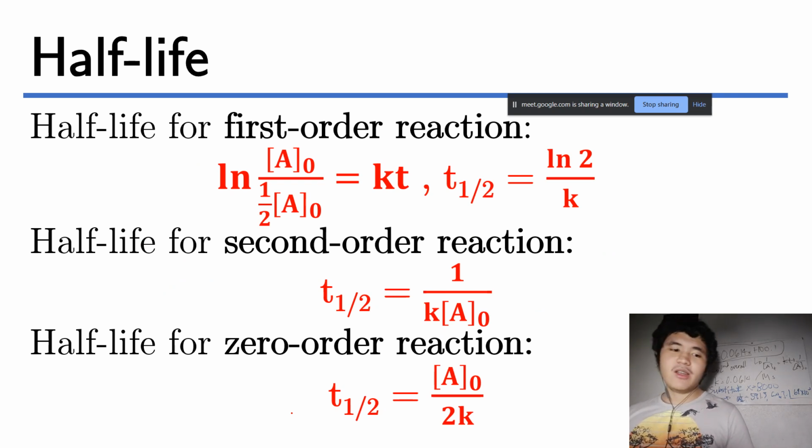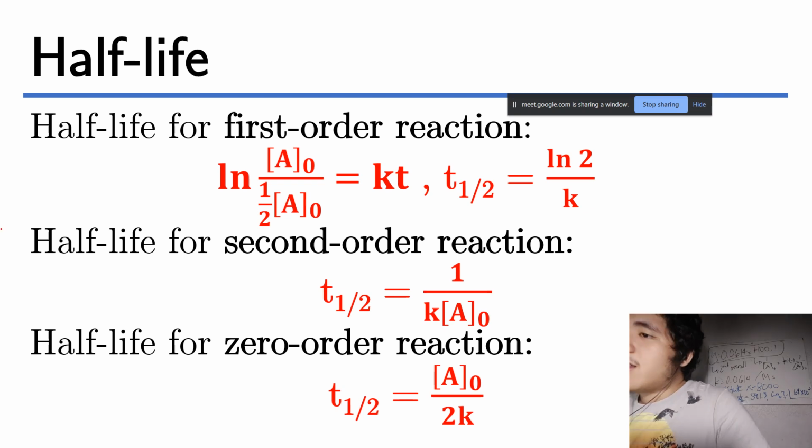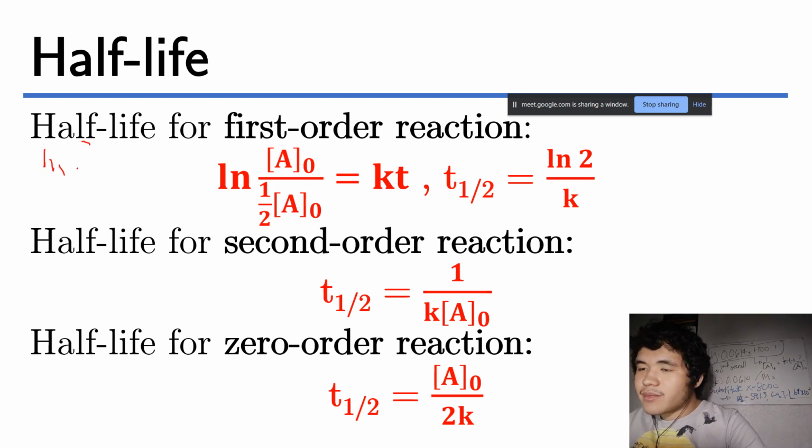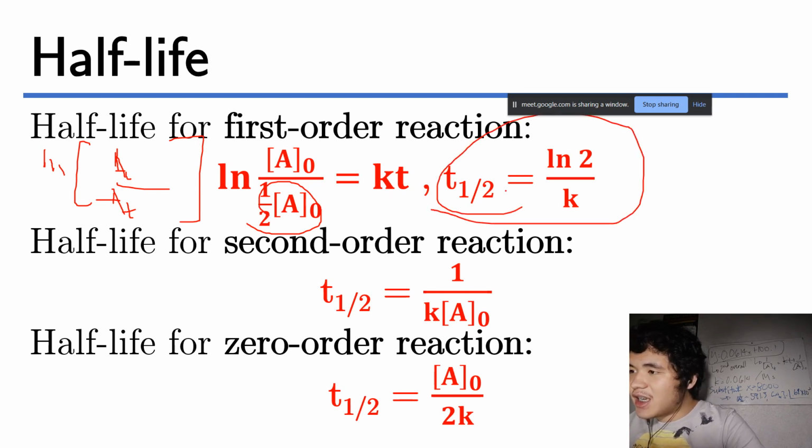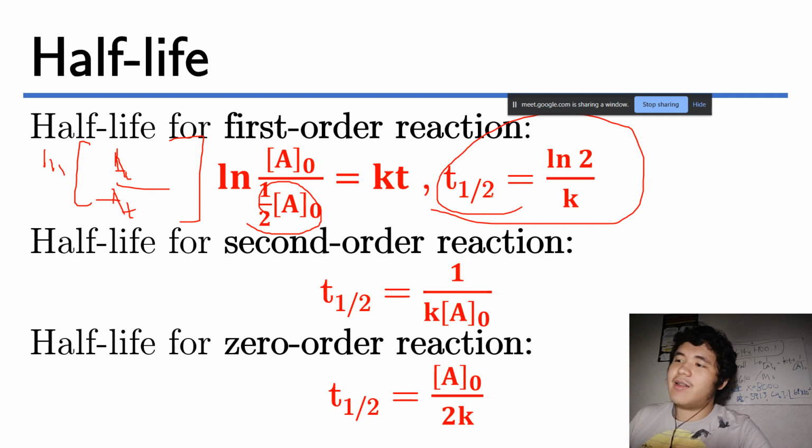So, paano kunin yung half-life for each reaction? Ang first order reaction ay ln A naught over A. Substitute nyo lang parati yung 1/2 A naught. So, you'll get this. Okay? Yun yung derivation niya. So, for the other reactions, that's what follows din. Okay? Try nyo na lang sa sarili nyo.